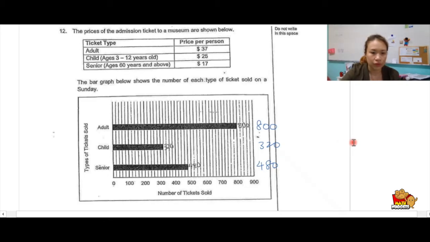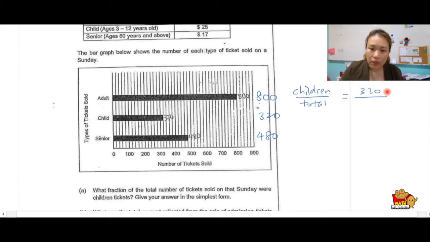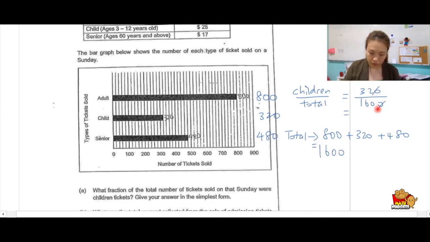Question 12. Part A is asking us for what fraction of the total number of tickets sold on that Sunday were children. So what they want is actually the children out of the total. We already have the child tickets, right? We know 320. Well, you need to find out the total. So total would actually be 800 plus 320 plus 480, which is 1,600 tickets. Okay, so we simplify this. We get 1/5. That's the answer for part A.